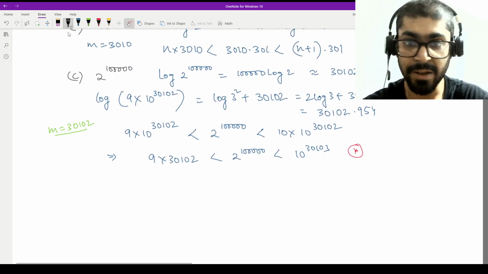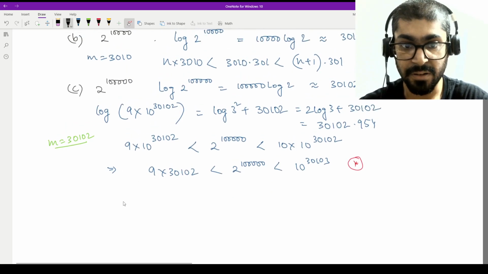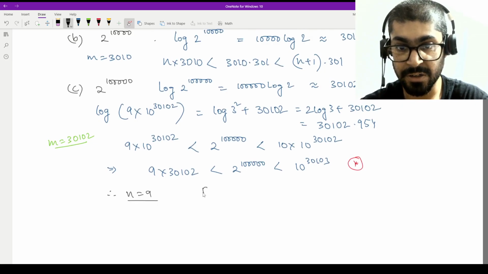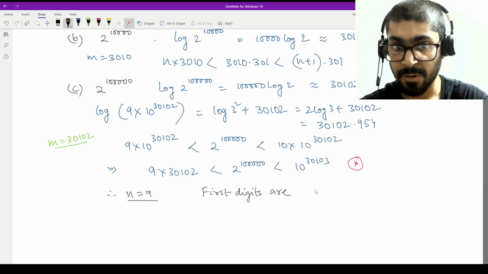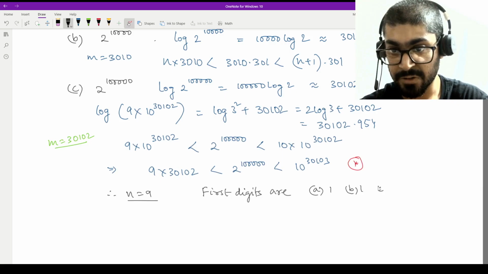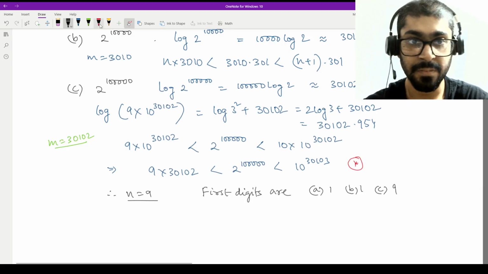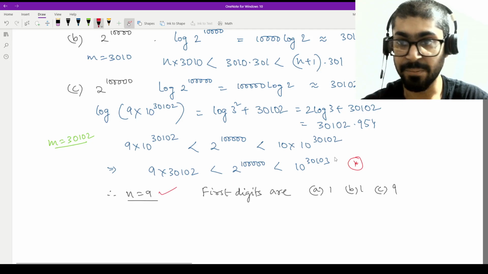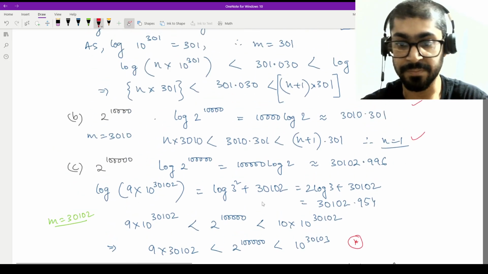So what does this imply? This means that therefore n is equal to 9. So first digit are A1, B1, C9, right? These are the things that we have marked 1, 1.